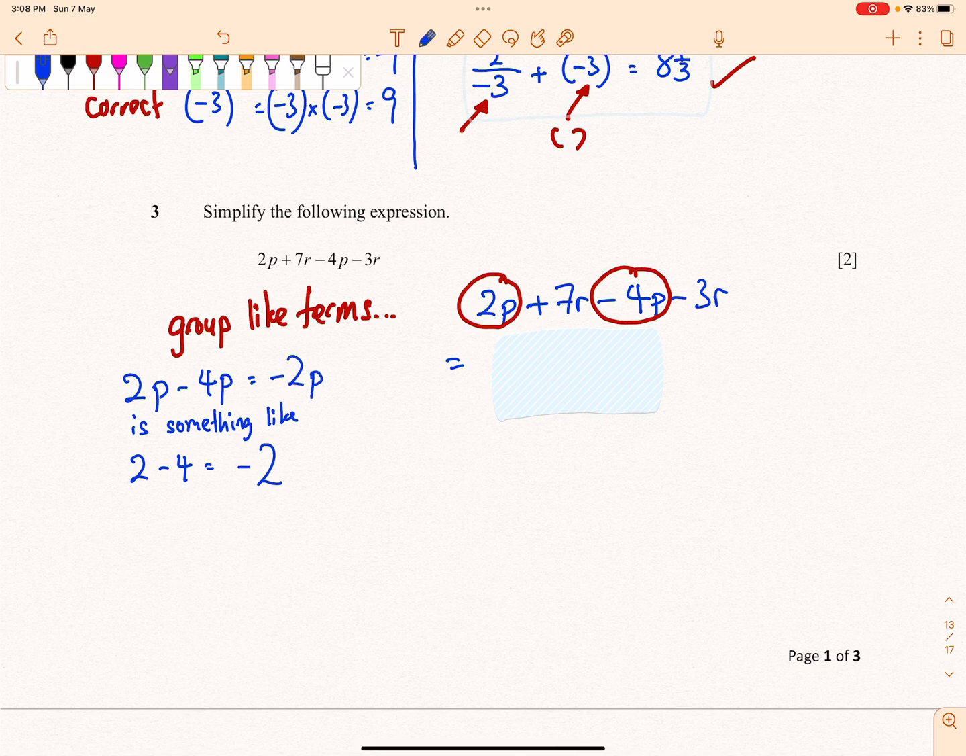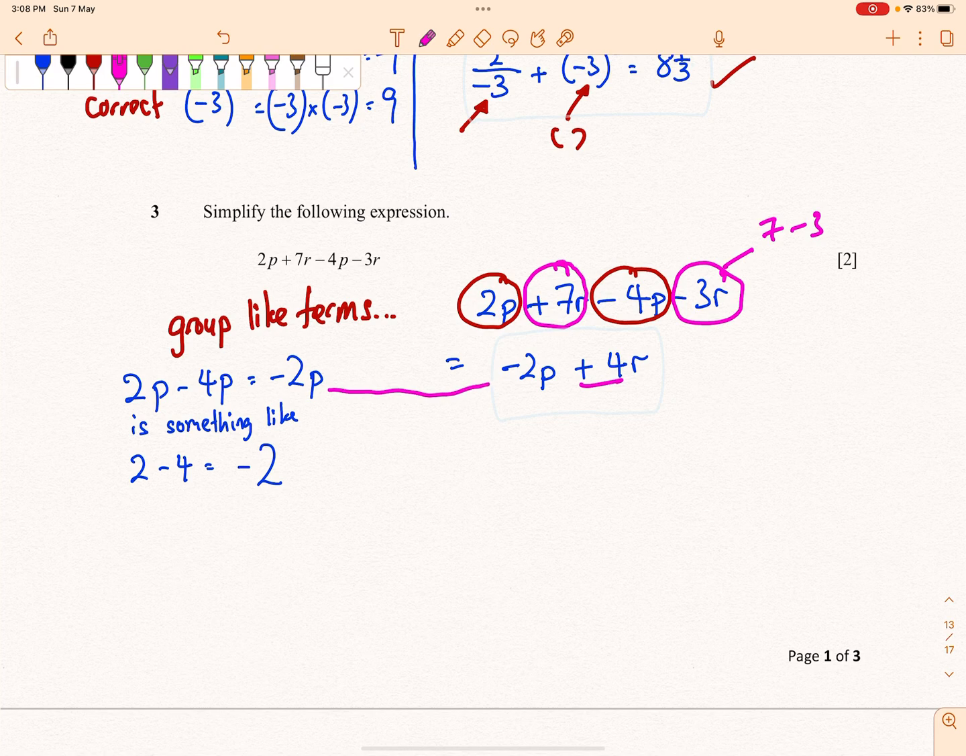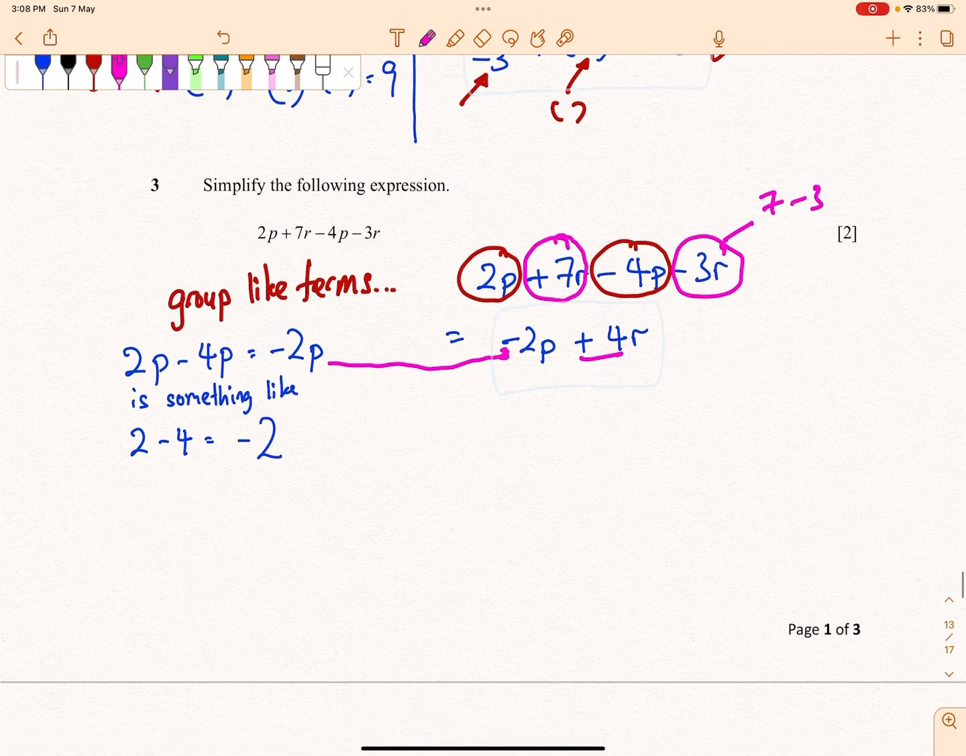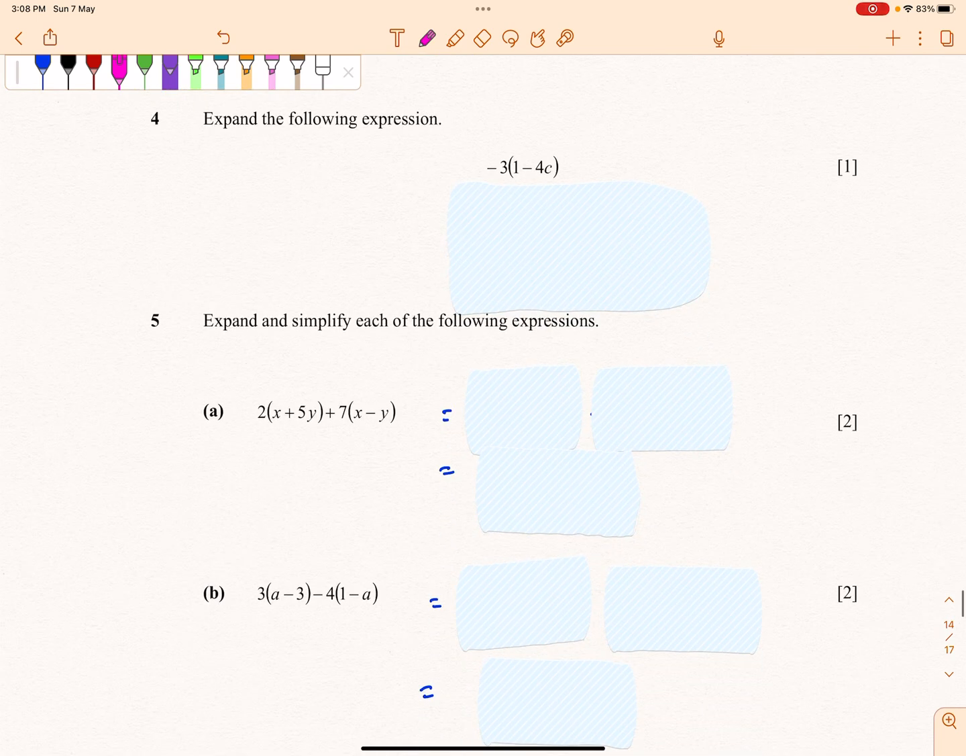Similarly, 2 minus 2p, you will get negative 2, but with the p. The next two things you want to group together are plus 7r minus 3r. This is like 7 minus 3, so you will get a positive 4r, and the other one you will get minus 2p. So minus 2p comes here. That's for question 3.